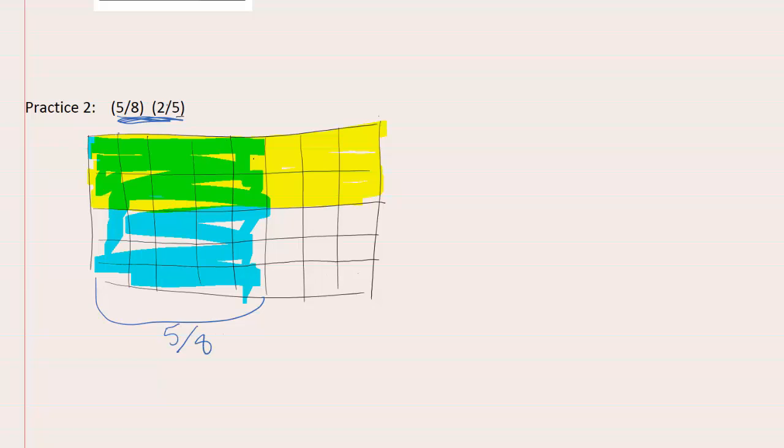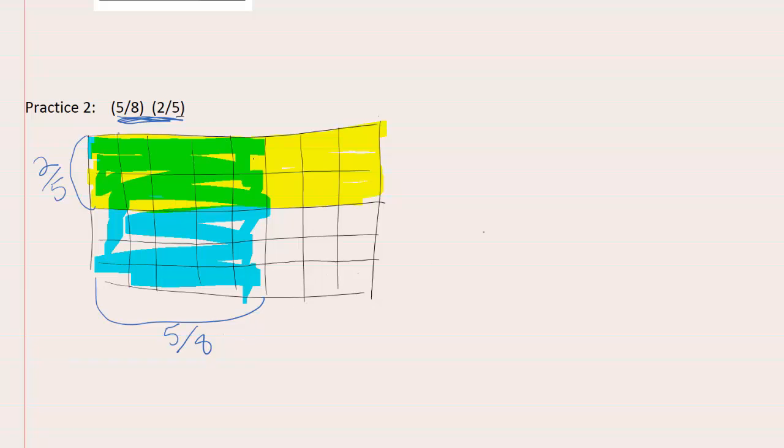And then I'm going to multiply that by 2/5. So I divided the box into 1, 2, 3, 4, 5 rows. And I've got 2 of those rows filled in. So I've got 2/5 up here.